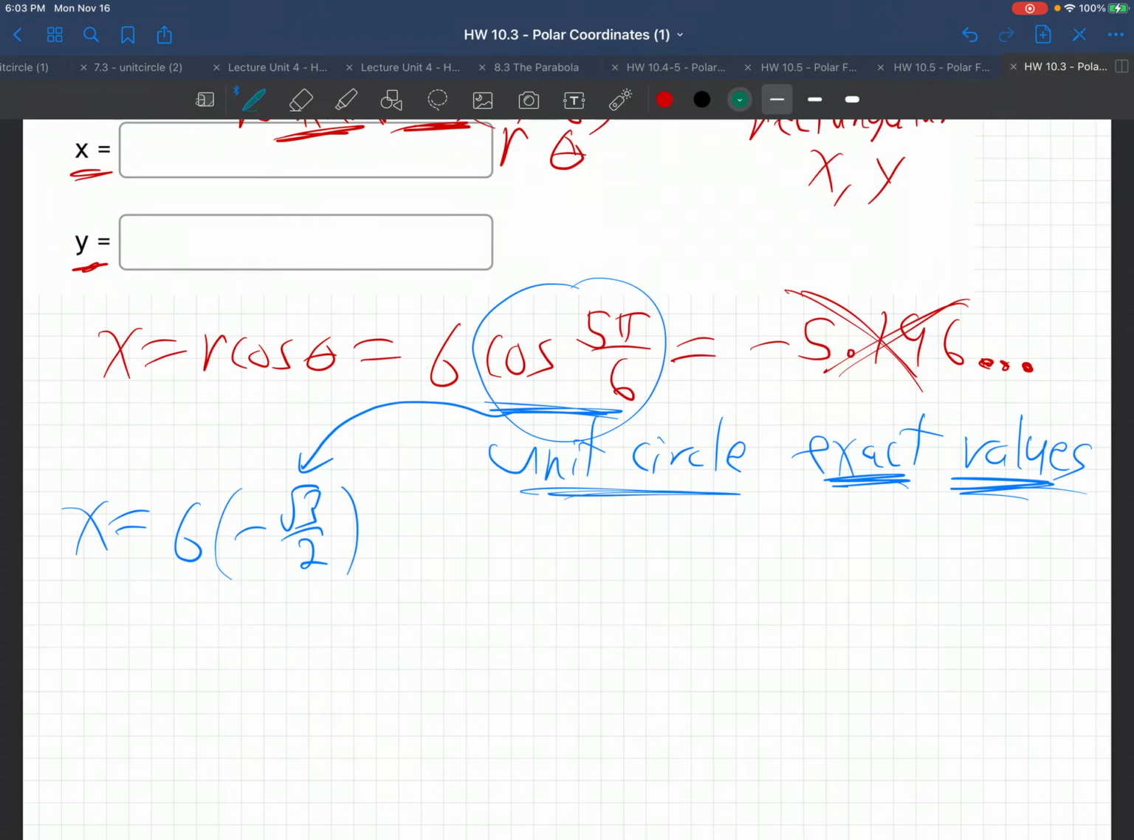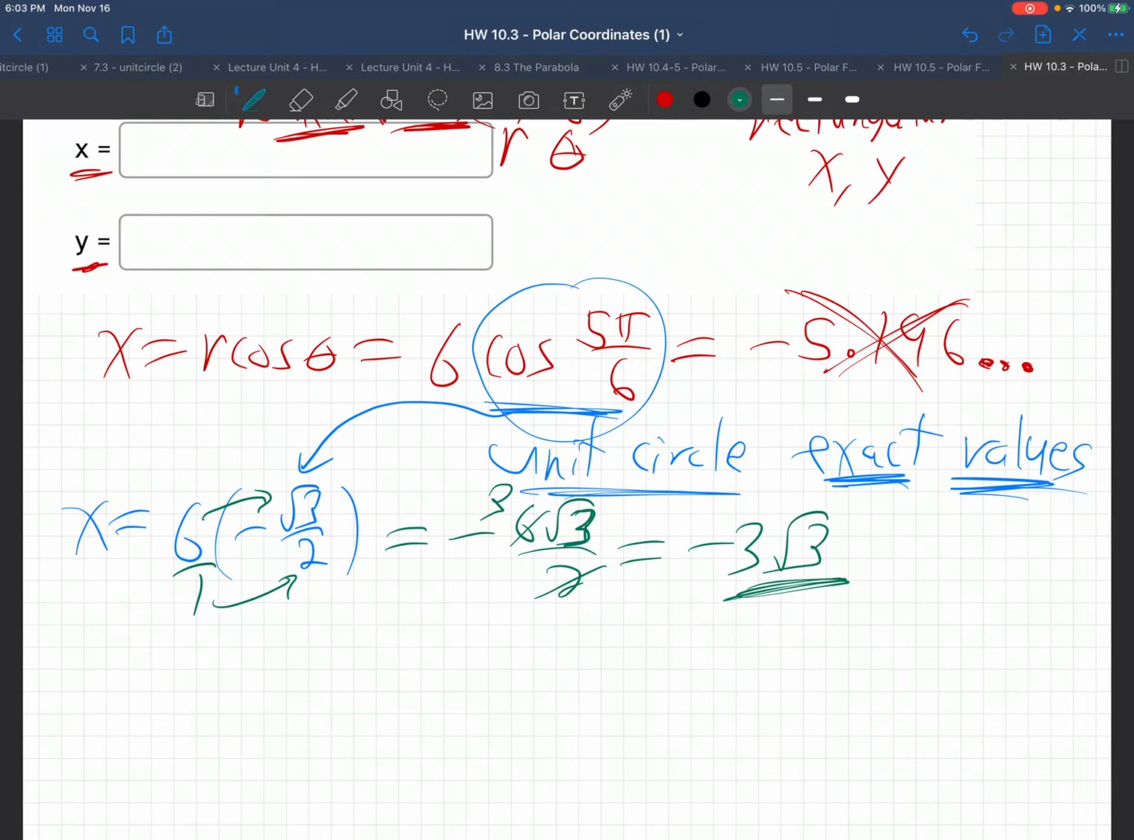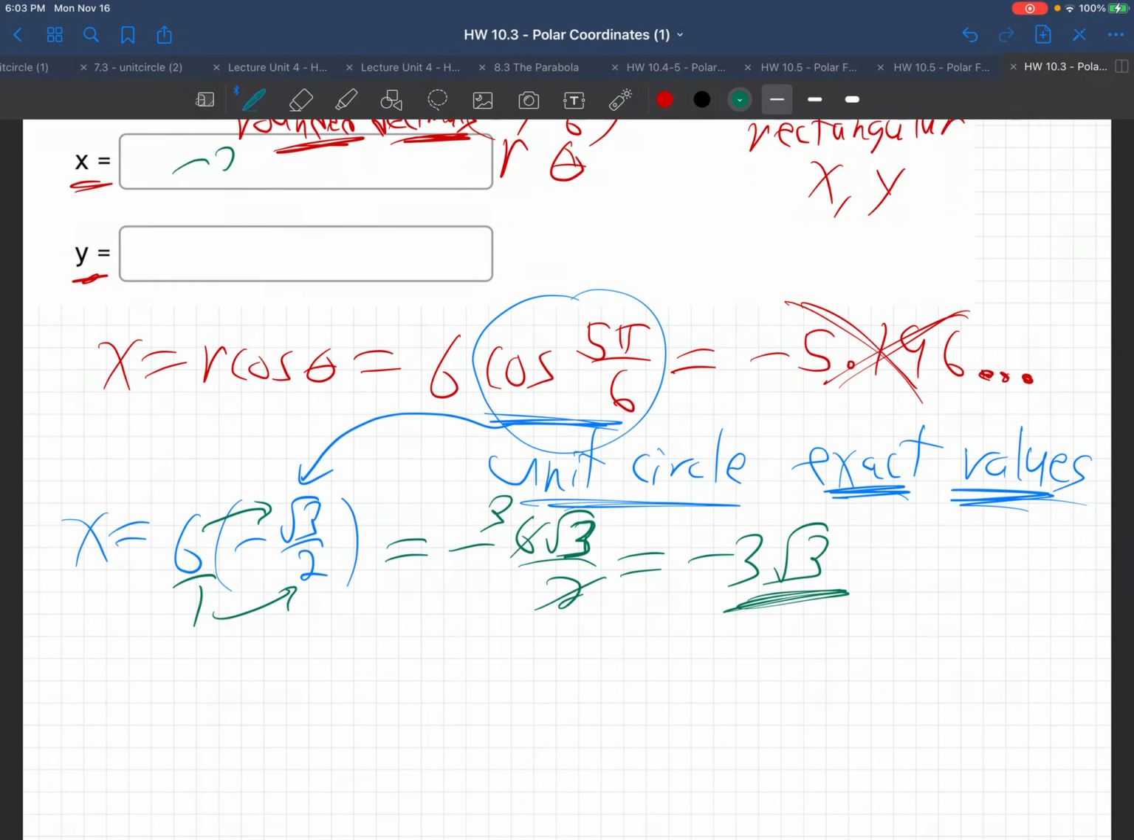And then how do we simplify that? Well, a whole number is over 1, so it becomes negative 6 root 3 over 2. Good so far. The 6 multiplied the top and the 1 multiplied the bottom, because that 6 is 6 over 1. And then you can reduce that. 2 goes into 6 three times, negative 3 root 3. So there's the x value, negative 3 root 3. That's an exact value. It's not rounded in any way.